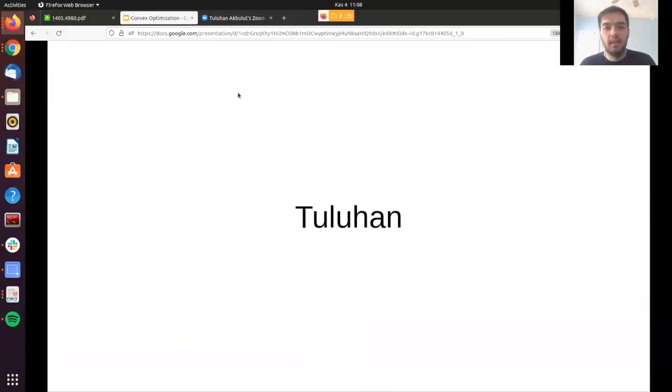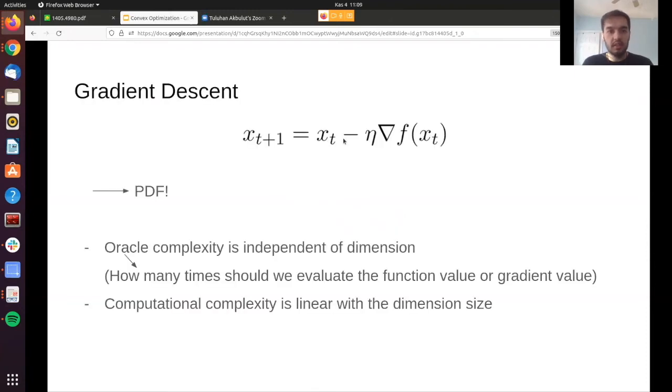I'm Tuluhan. In my part, I will be talking about gradient descent and projected gradient descent. We will check the oracle complexity, and then we will add smoothness and strong convexity assumptions to improve that oracle complexity. So let me start with gradient descent.